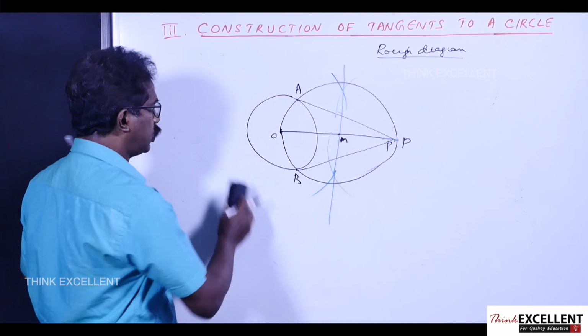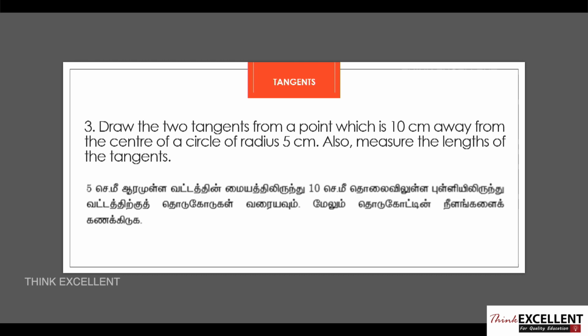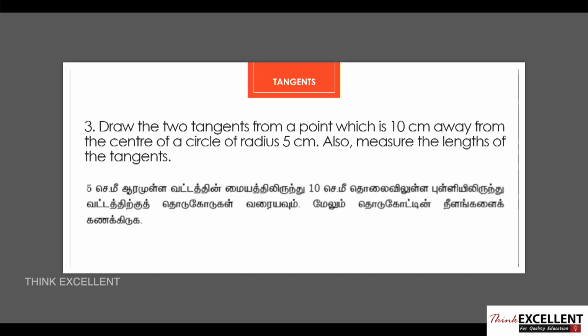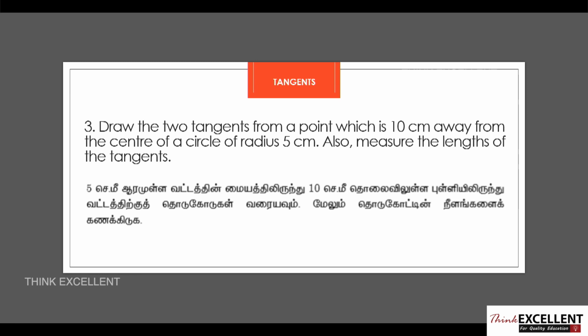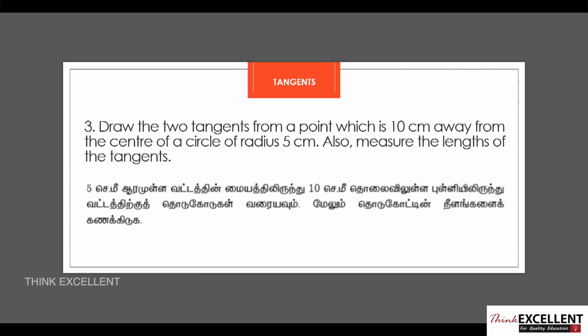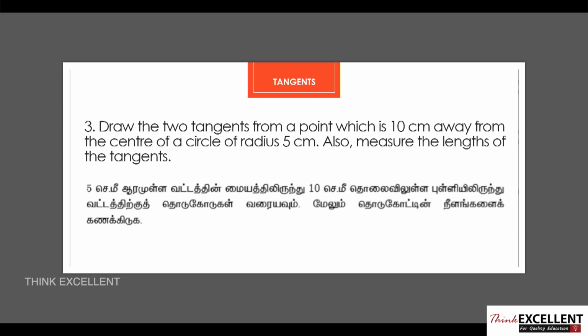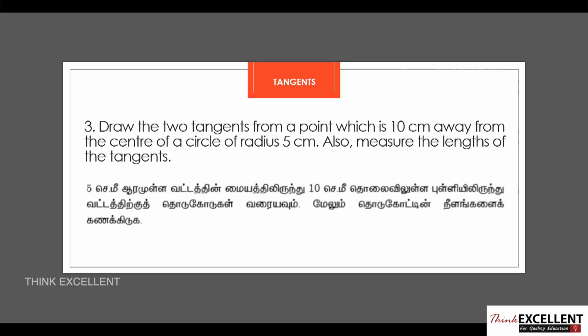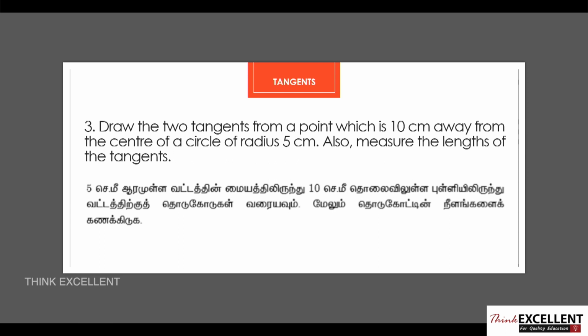Okay, now see this question. Draw the two tangents from a point which is 10 centimeter away from the center of the circle of radius 5 centimeter. So circle radius 5 centimeter, 10 centimeter away you take a point, you draw two tangents and one more subdivision. Also measure the lengths of the tangents.